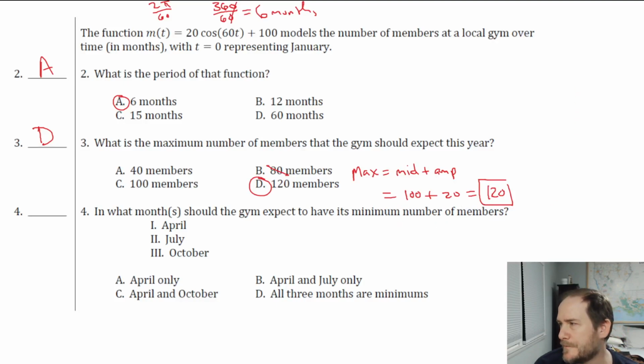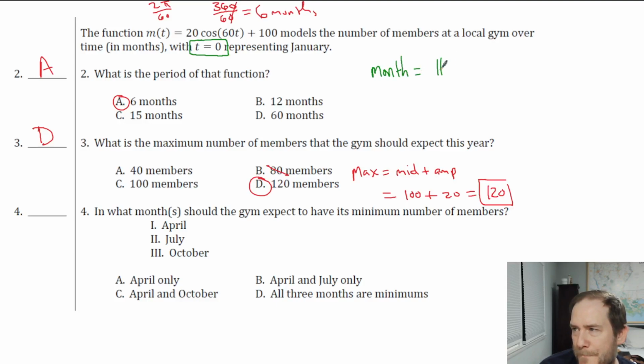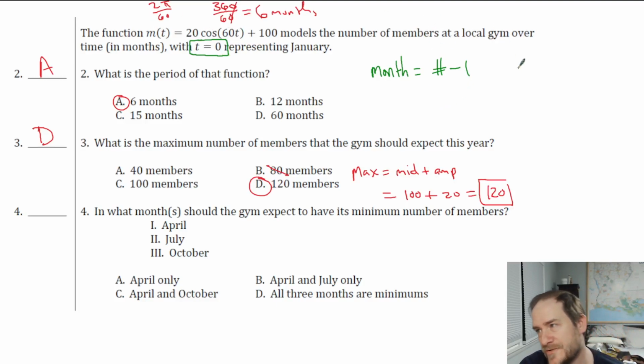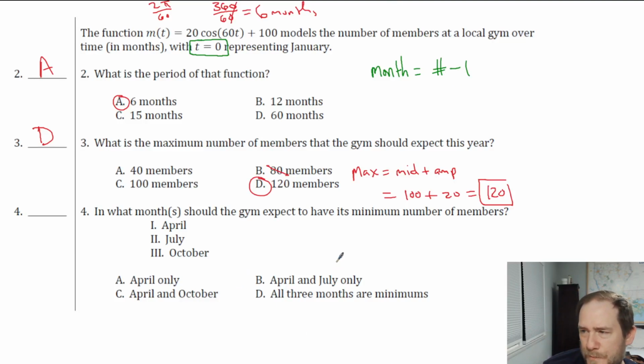Then it says, in what months should the gym expect to have its minimum number of members? So this one's a little weird, just because of the way I worded everything. But it says here we're letting time 0 represent January. Now normally you'd let January be month number 1, right? There's no such thing as a time 0. But since we've assigned January the number 0, then every month kind of has to be its normal number, but minus 1, right? So like July is the 7th month, but by our reckoning it would be 6. So T equals 6 would be July. So just don't let that mess with your mind.